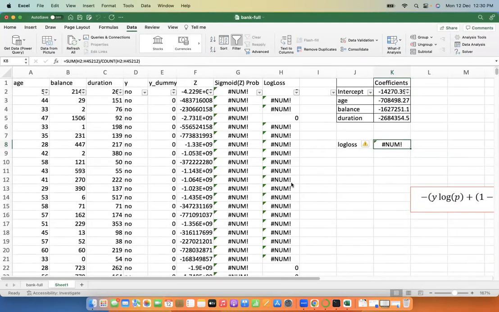For this data, it is not working yet. Logistic regression is not working for this data. We have to use some other data.